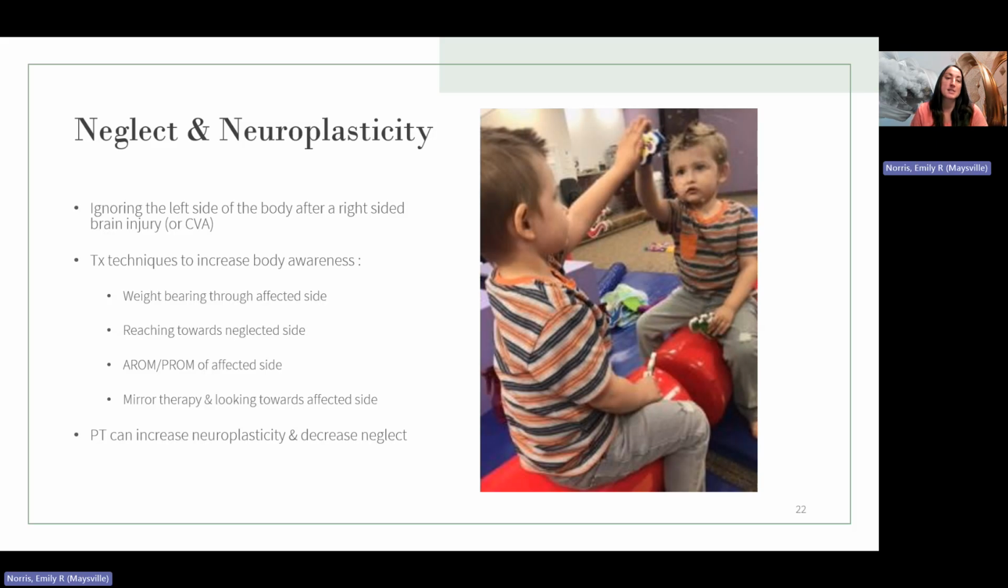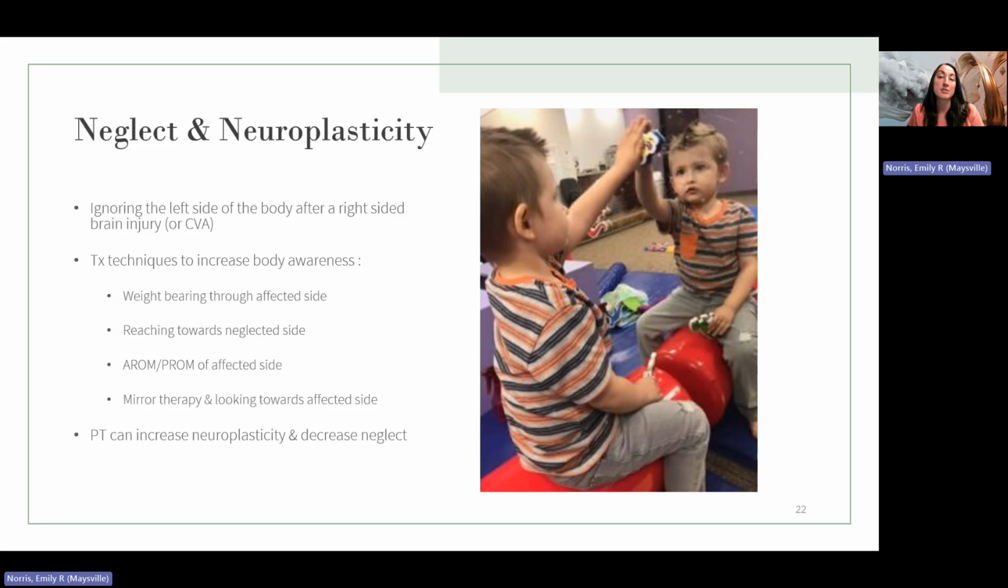Neglect in neuroplasticity. So neglect is where you ignore one side of the body because of brain damage. Most of the time, it is the left side of the body that gets ignored because of brain damage on the right side of the brain. And it can cause people to run into things on that side, to fall over towards the affected side, or to try and push towards the affected side with the strong side.